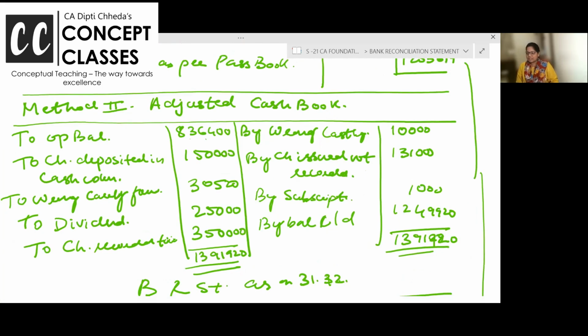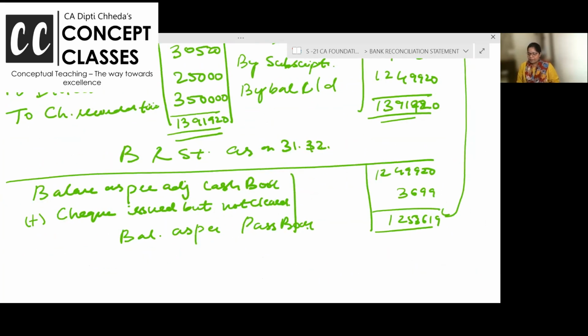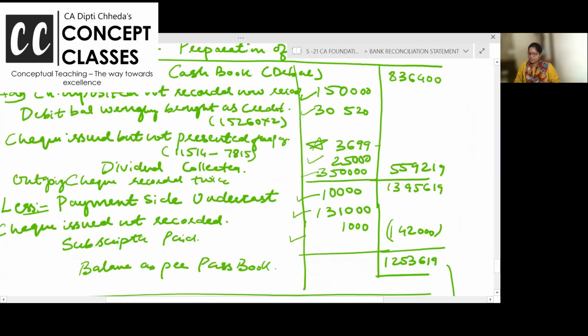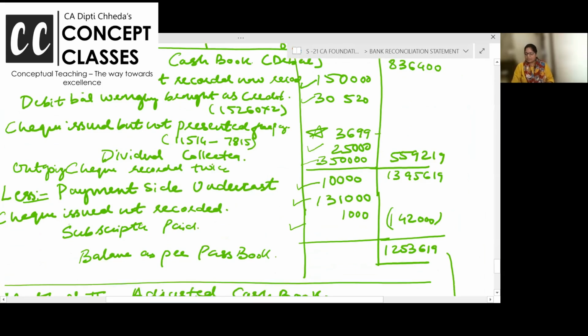You started with the adjusted cash book. Whatever mistakes you rectified, whatever was not recorded, you did. And then you prepared the BRS. Got it? So same answer, 12,53,619. Here also the same, 12,53,619. But here on a piece of paper, you are doing all the adjustments. Okay, I didn't record it, now I'll record. But you are not making any changes in the books. This is on a piece of paper, the first method.